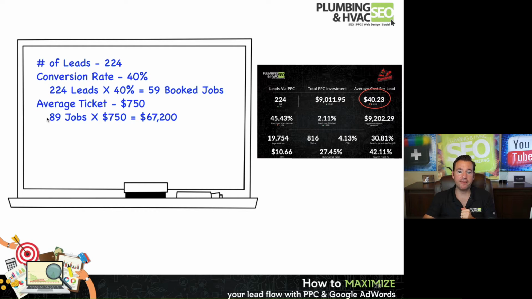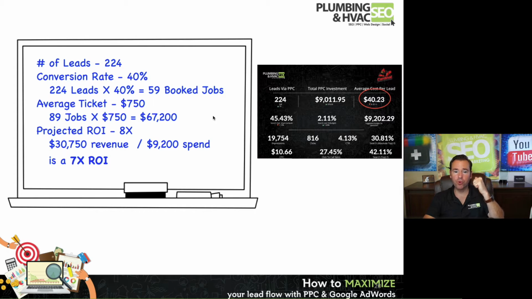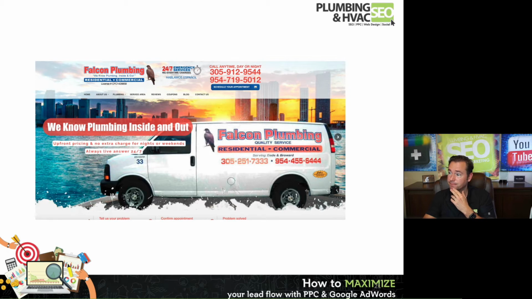But if you take 89 jobs, I want to look at my math here again. We take 89 jobs and multiply it by 750. That's $67,000 in revenue. Let's see if I can pull my calculator here. Well, I can't. So that's a projected ROI of about 8 times, right? Through the online advertising, I think I pulled in 2 different metrics here. This is the right one up on top. About an 8-time return on investment.